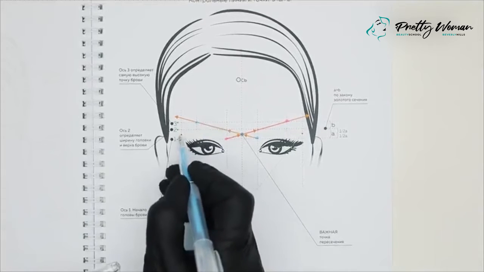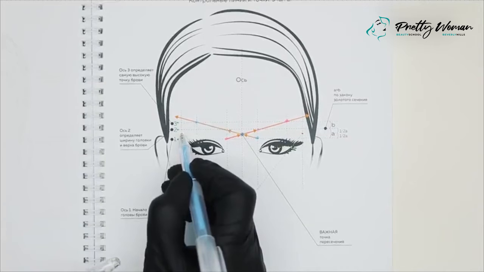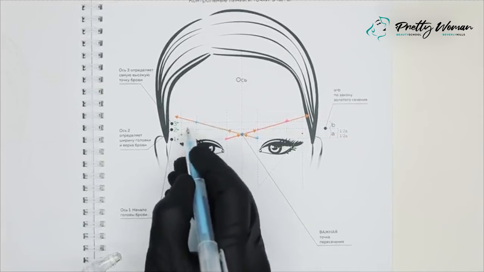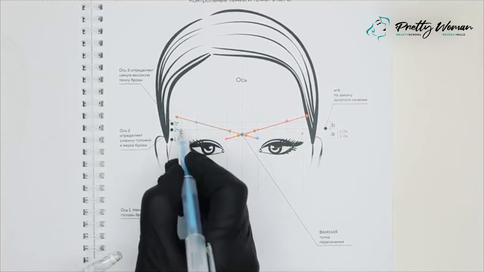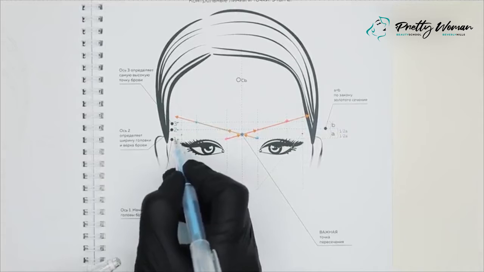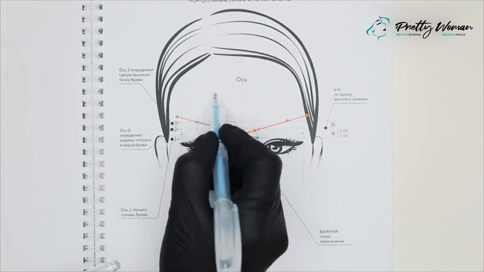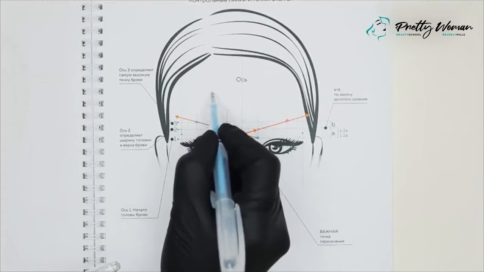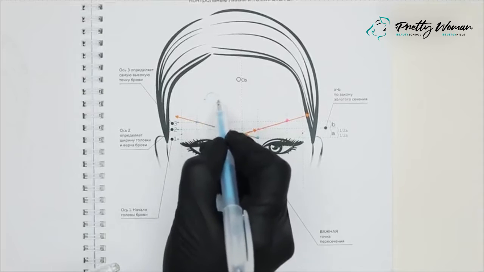Now, let's see where our tail is. The tail can be in different places. It can be on line 2. It can be lower than line 2 a little bit, but it must not be on line 1 or the eyebrow will be like this. It'll be hooked. So, do you see it?